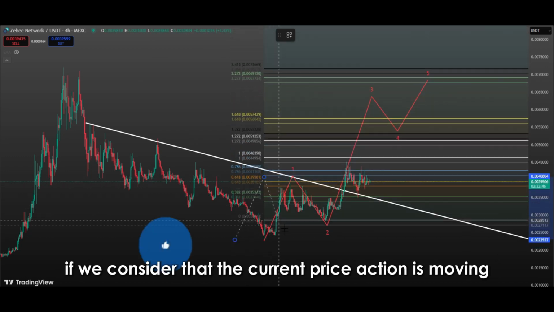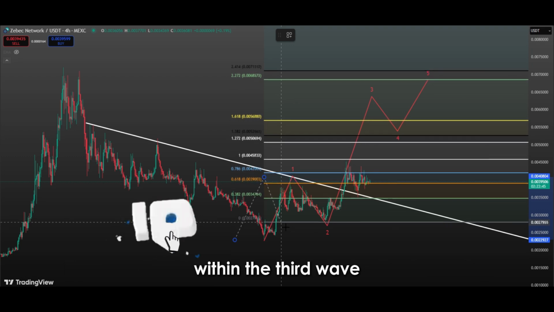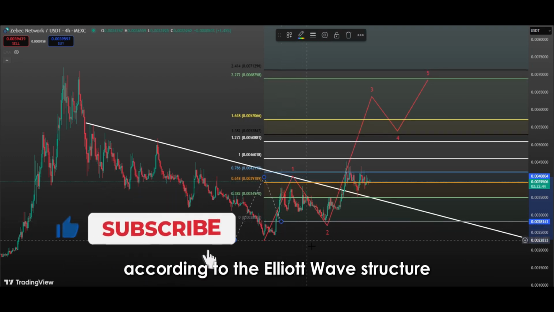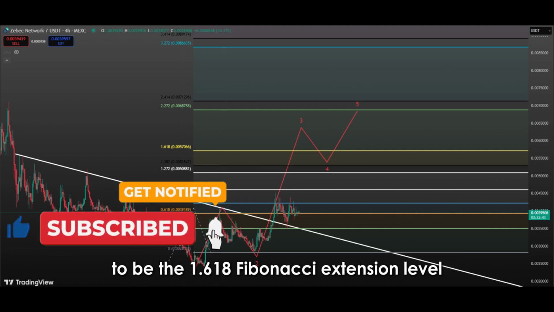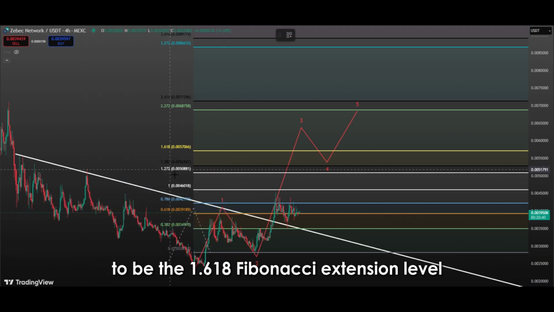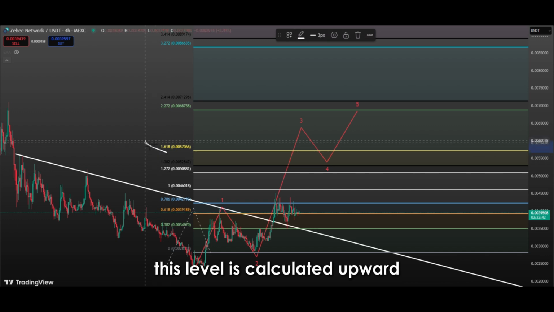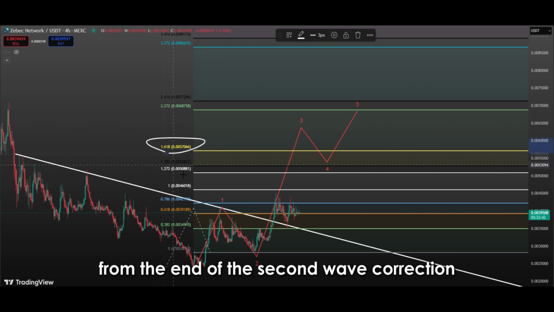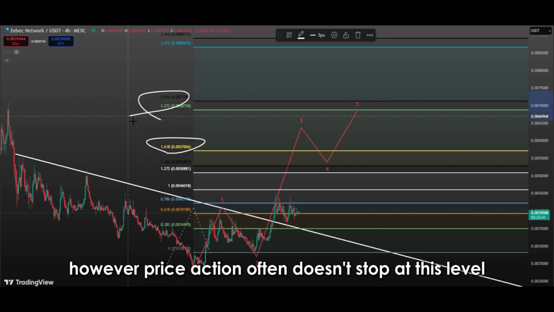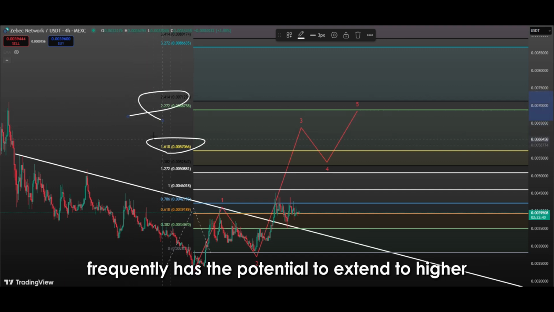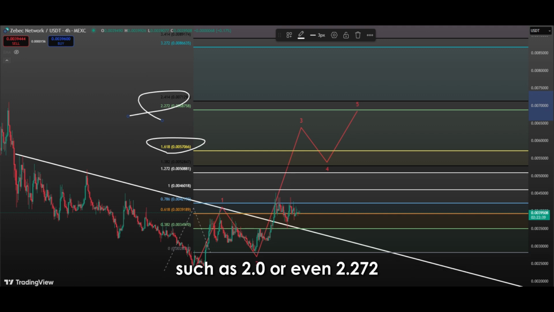If we consider that the current price action is moving within the third wave according to the Elliott wave structure, technically, the minimum target is expected to be the 1.618 Fibonacci extension level. This level is calculated upward from the end of the second wave correction. However, price action often doesn't stop at this level. The third wave frequently has the potential to extend to higher Fibonacci levels such as 2.0 or even 2.272.